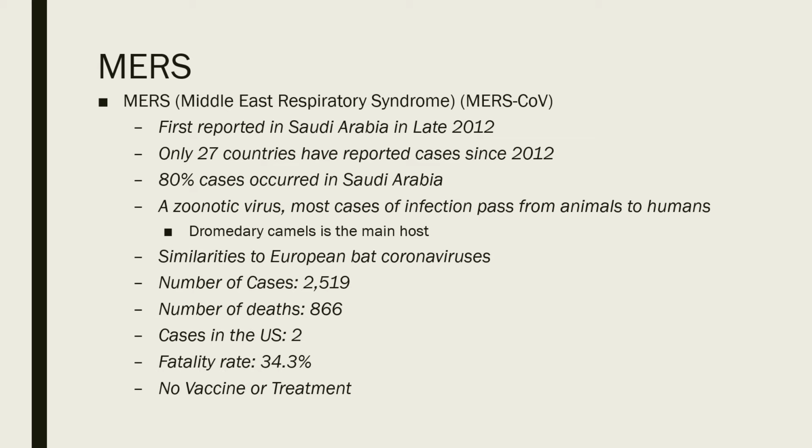MERS had a total of 2,519 cases and 866 deaths, with a fatality rate of 34.3%. There were only 2 United States cases of MERS. MERS, like SARS, has no known vaccine or treatment.